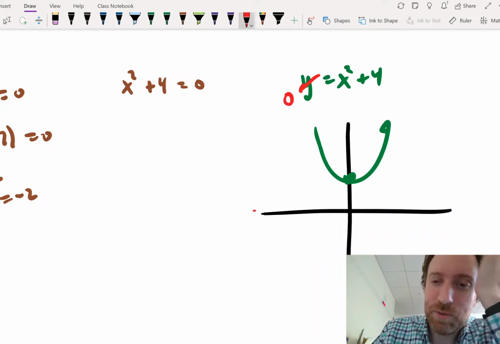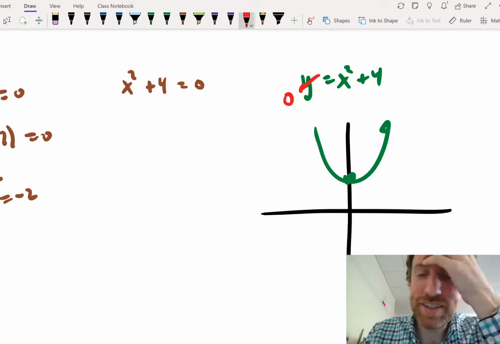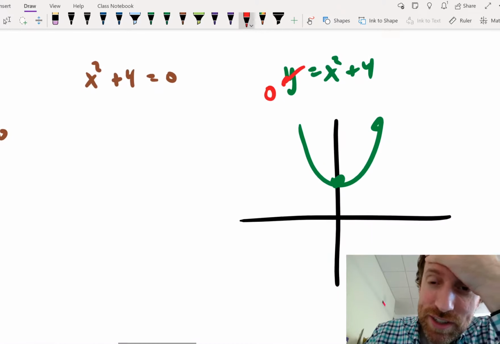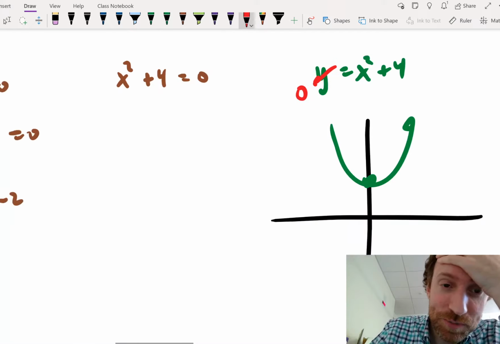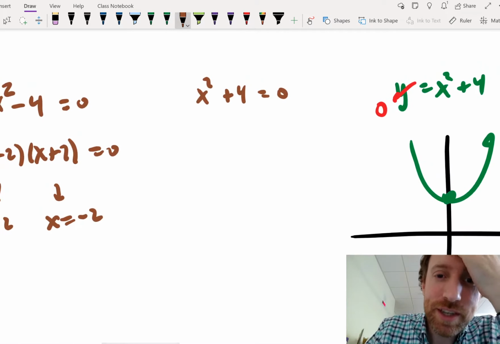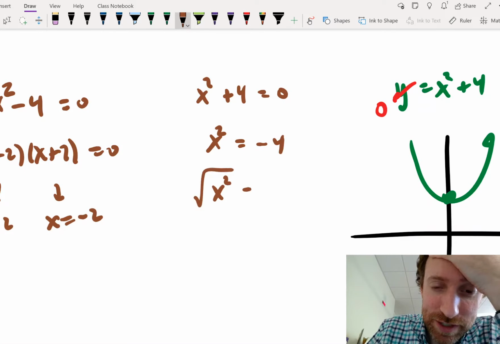Well, what do you notice about when y is 0 for this quadratic? It doesn't have any x-intercepts. What does that mean? Does that mean this equation has no solutions? No, it just means it doesn't have any that are on the number line. So we can still do solving like so. Simply subtract 4 and take the square root of both sides.